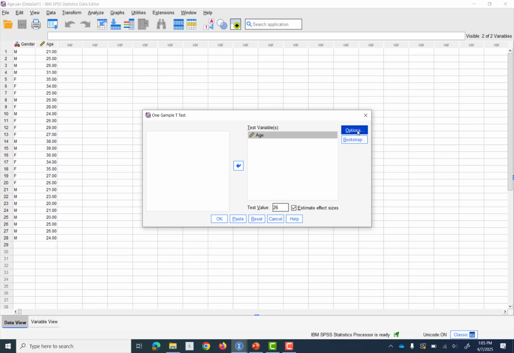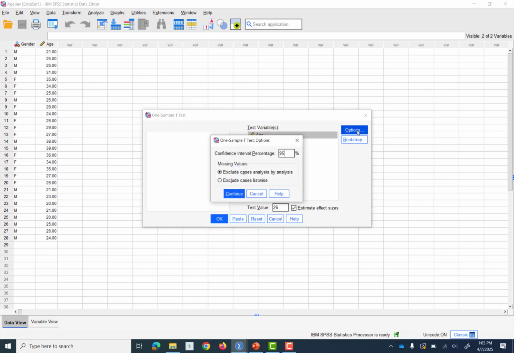And we're going to go to options, and this is where you have to be careful. See, SPSS doesn't ask for the level of significance. It doesn't ask for alpha. It asks for the confidence level percentage. So if alpha is 5%, does that mean I have to enter 95% here? This is where you have to be careful.